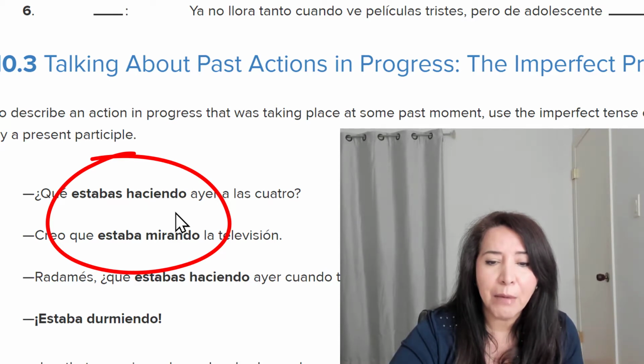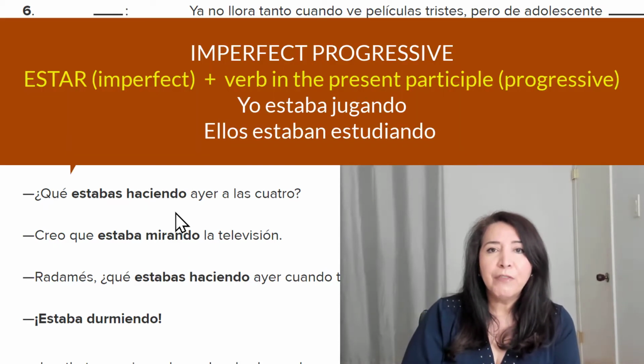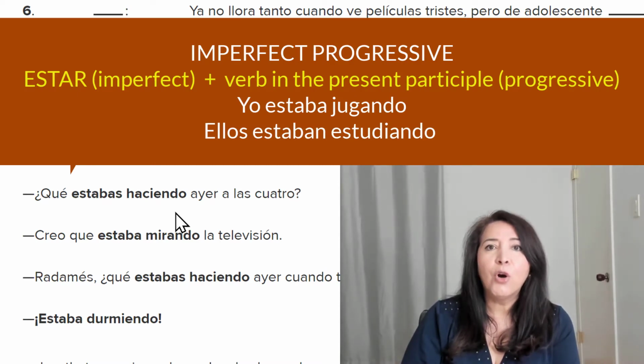All right, so to recap, imperfect progressive is made up of two verbs. One of them is always going to be estar in the imperfect tense, and then you're going to add another verb in the progressive. To make it into the progressive, you're going to add ando if it's an AR ending verb, and you're going to add yendo if it ends in ER or IR.